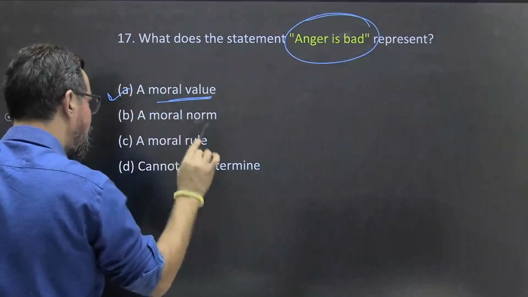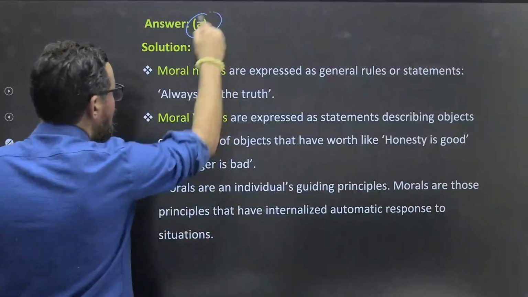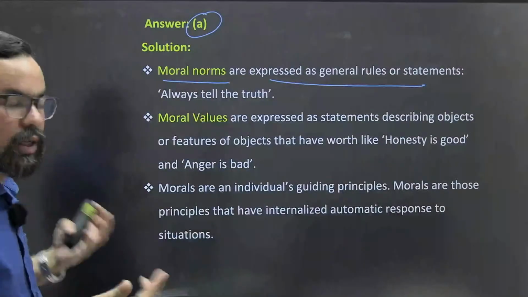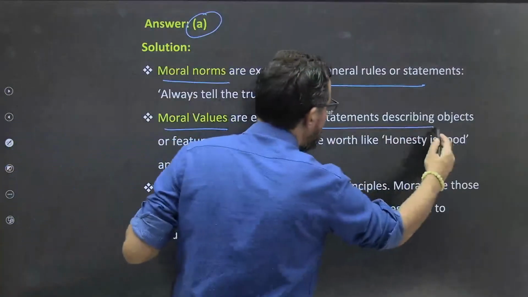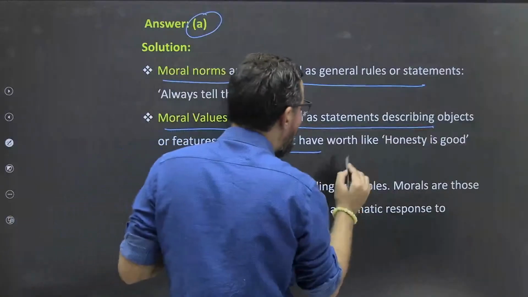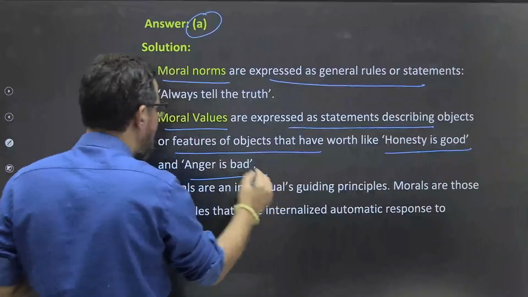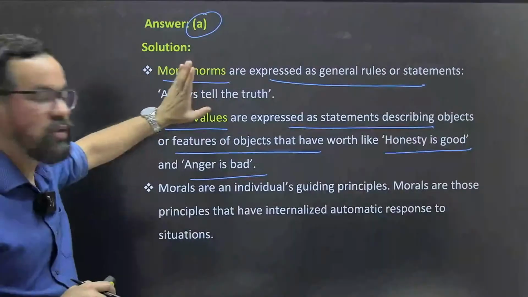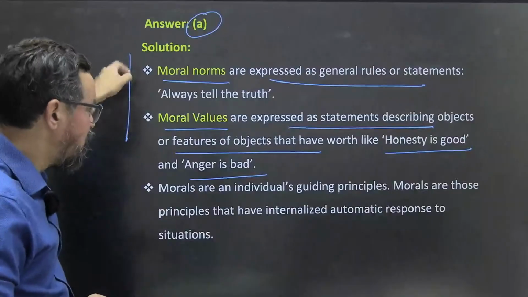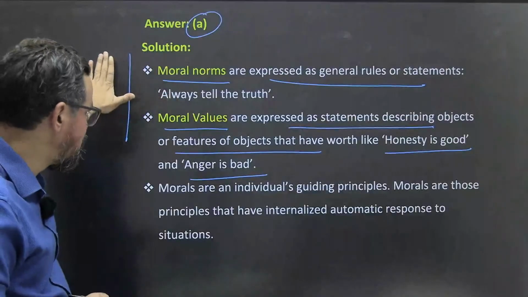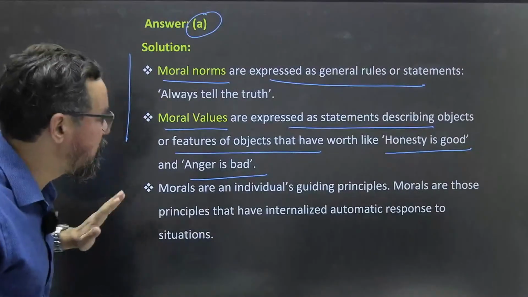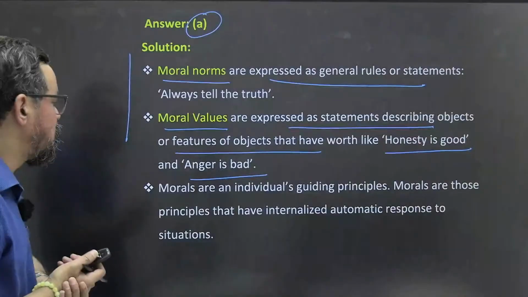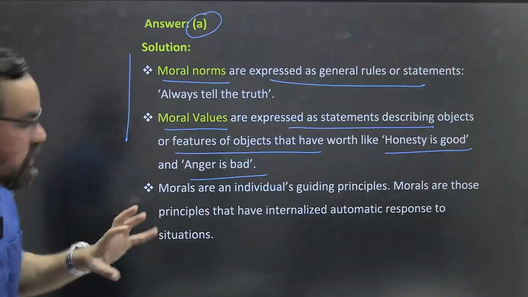It should be moral value, not moral norms. Yes, option A. Moral norms are expressed as general rules or statements like always tell the truth, universal rules basically. Moral values express statements describing objects or features of objects that have worth, like honesty is good, fairness is good, anger is bad. So it generally comes under this one.